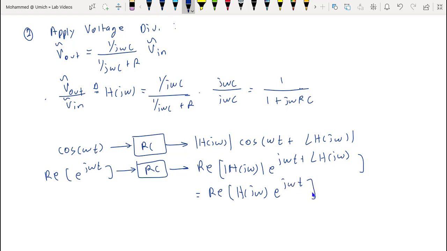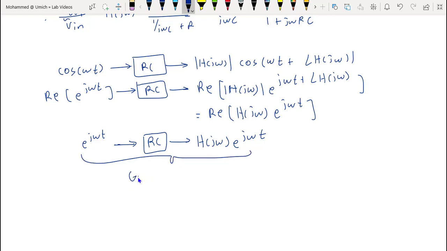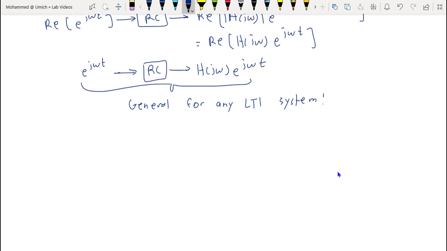So basically, at the end of the day, what's happening is that I pass a complex exponential into the RC circuit, and what do I get at the output? The exact same complex exponential at the same frequency, just multiplied by H(jω). And what I'm going to show you next is that this property, where you pass in a complex exponential and get out that same complex exponential times H(jω), is not just specific to circuits. It is a general property of any LTI system. So let's see how that is.